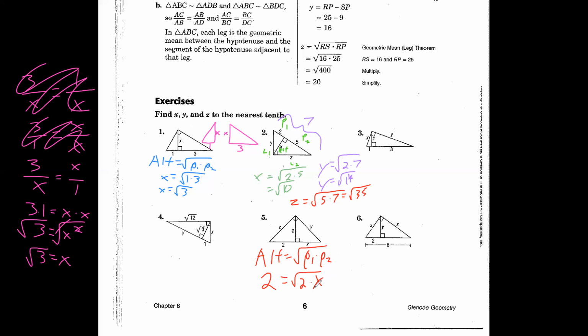So in order to solve this, we can get rid of the radical, square both sides. We're left with 4 equals 2x. And then divide off 2, and x is 2. All right. That's as far as I'm going.